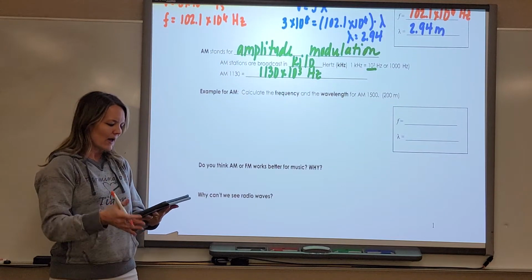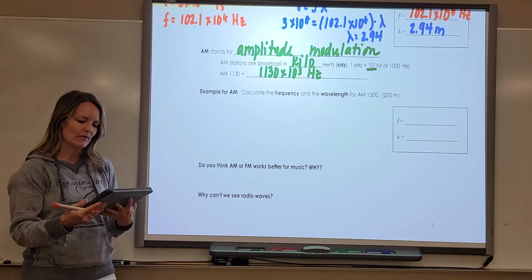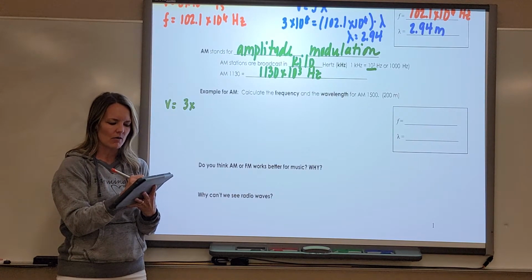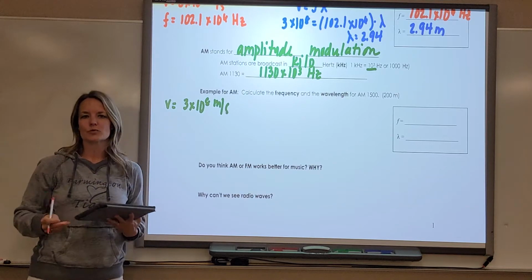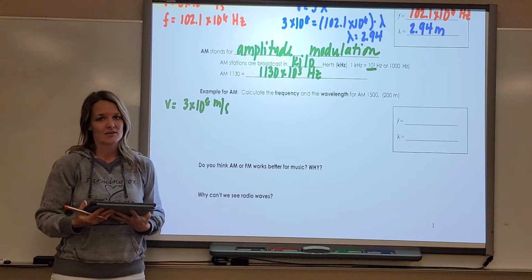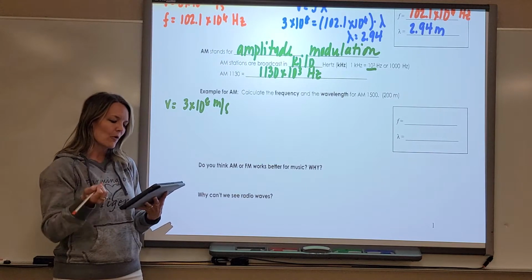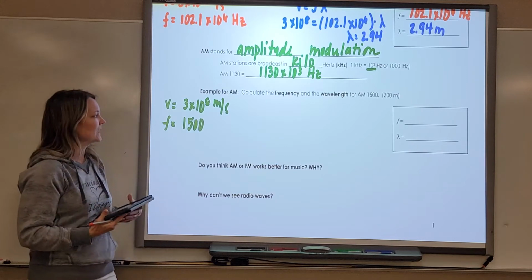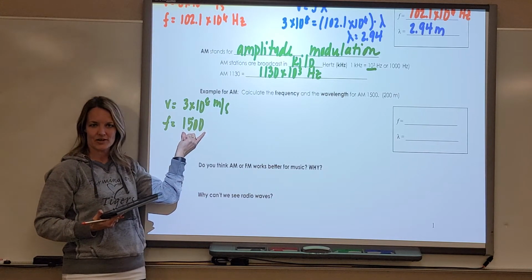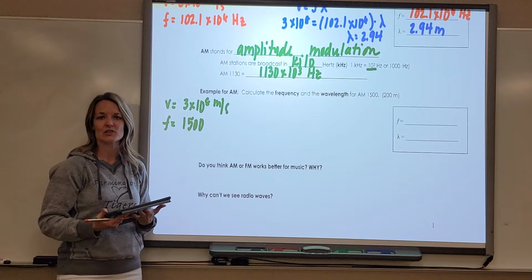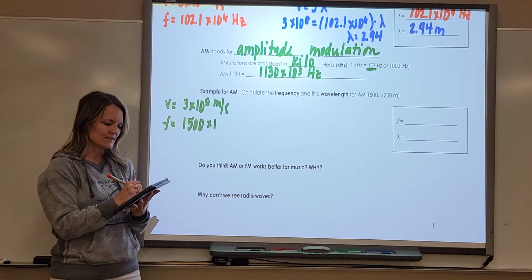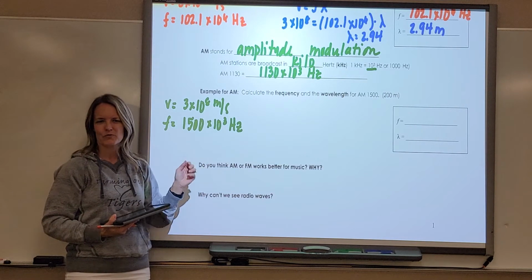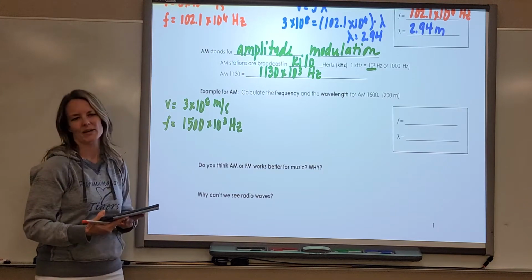All right, to do our math behind AM, calculate the frequency and wavelength for AM 1500. First thing, we know that the velocity of all radio waves is 3 times 10 to the 8th meters per second. So that has not changed, that stays the same. For the frequency, it is AM 1500, which means the frequency is going to be 1500 kilohertz. I have to change that into regular hertz by putting times 10 to the third hertz behind it. Or you could just add 3 more zeros if you prefer. It's the same as multiplying it by 10 to the third.